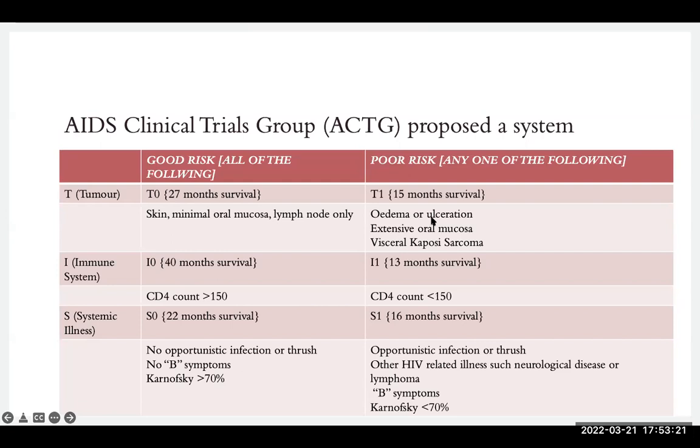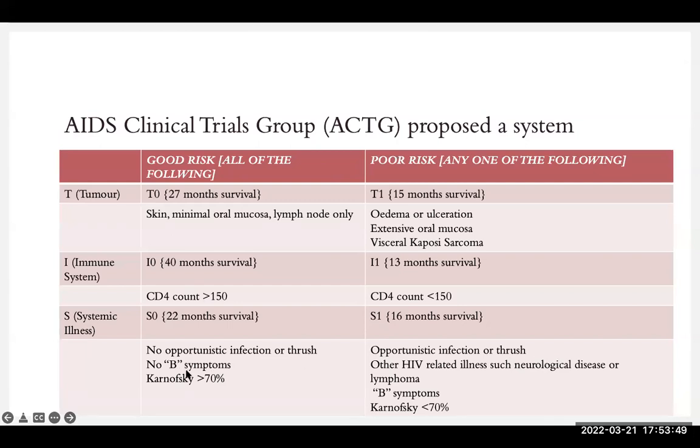You have edema, ulceration, extensive oral mucosa involvement, visceral Kaposi Sarcoma, and I said visceral, you already have issues, okay? When you're talking about the CD4 count, this one is more than 150, this one is less than 150, the poor risk. And then when you're talking about the systemic illness, do they have constitutional symptoms?